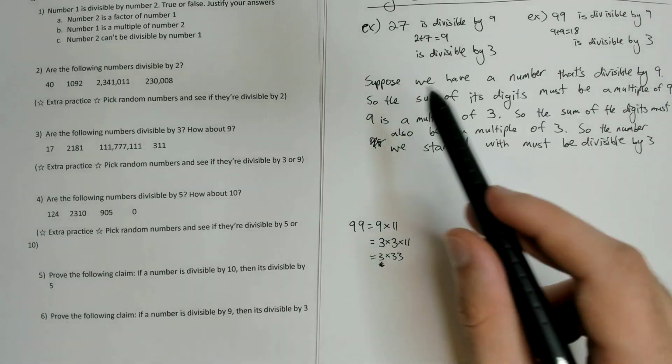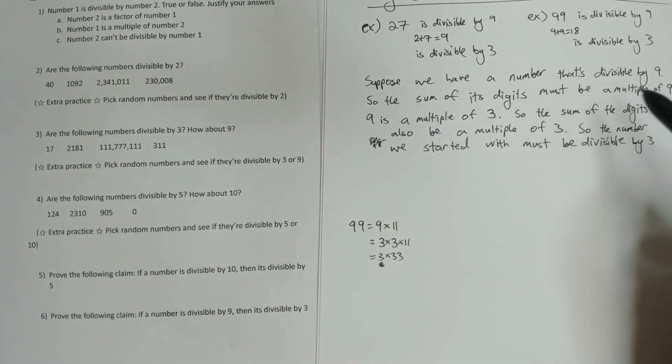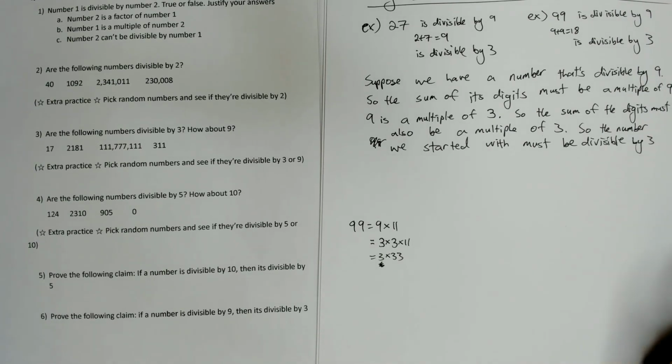So without using any specific examples, we've shown that any number that's divisible by 9 also has to be divisible by 3. So if you have a number that's divisible by 9, you can know for a fact it's going to be divisible by 3.